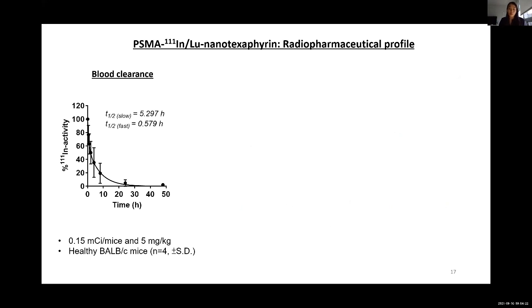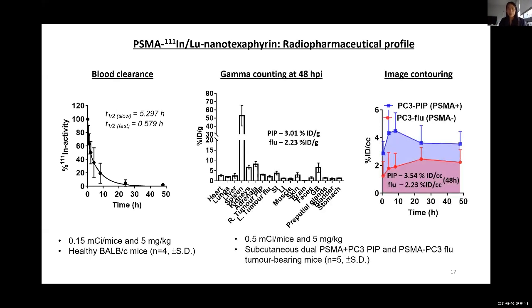And we also performed some studies on the radiopharmaceutical profiles of this PSMA indium lutetium nanotexaphyrin. We were able to find that the blood clearance elimination half-time is a little bit faster than our previous formulations, but overall very similar in terms of the clearance time. But what we can also see with the ex vivo gamma counting for biodistribution is that at 48 hours, there is a significant improvement in terms of tumor accumulation at our PSMA positive tumor over our negative tumor.